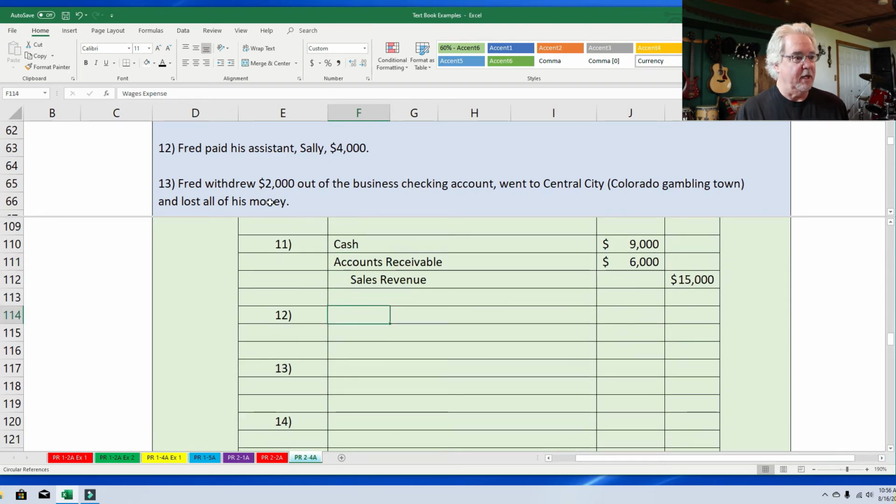It gets easier. Fred paid his assistant Sally $4,000. Now, this is wages expense. Expenses are listed first. So there we go for $4,000.